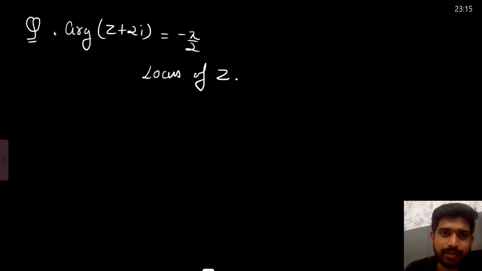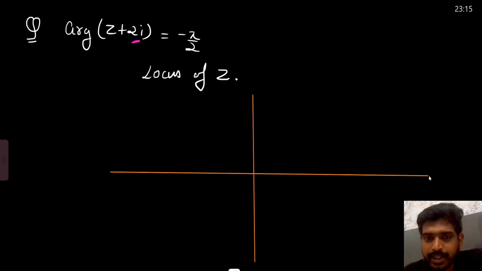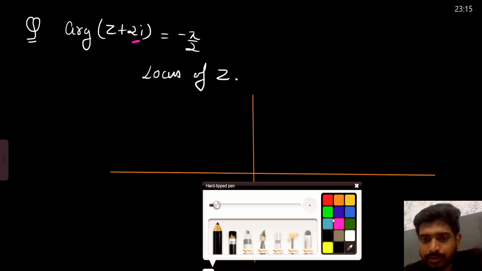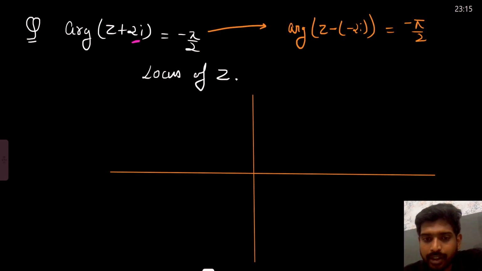Next, in this question, what is the one end point? One end point will be minus 2 iota. So here we'll draw the y-axis and x-axis. This we can write as argument of z minus (minus 2 iota) is equal to minus pi by 2. From where will it originate? One end point will be at minus 2 iota, somewhere here, 0 comma minus 2. Got it?